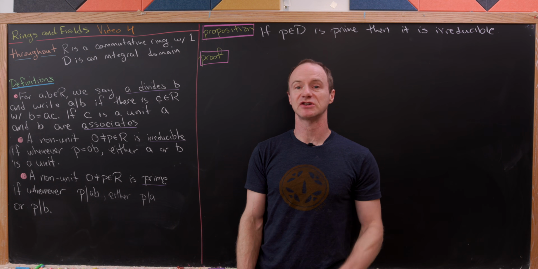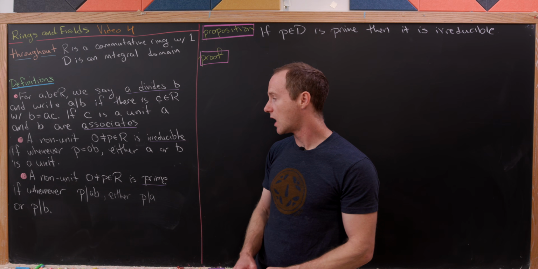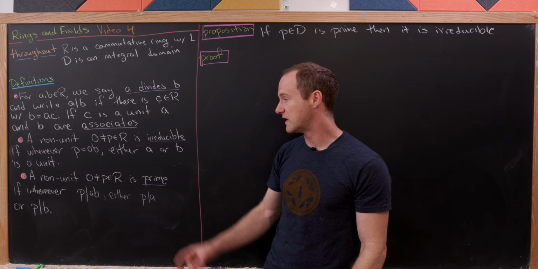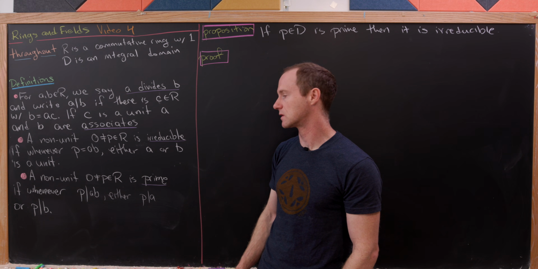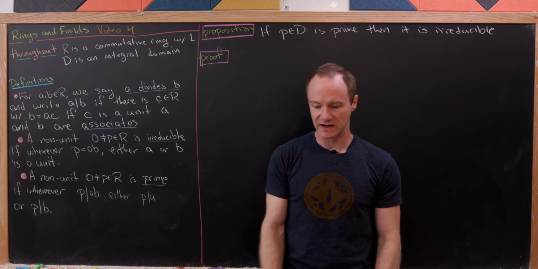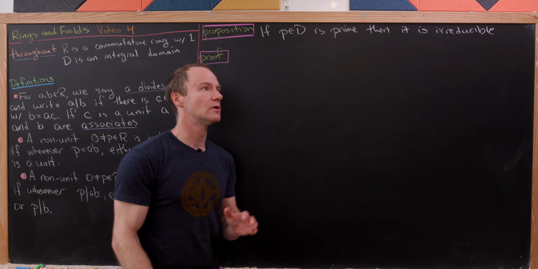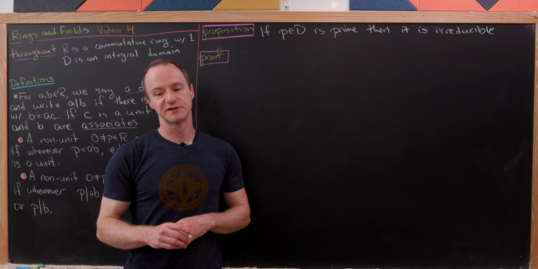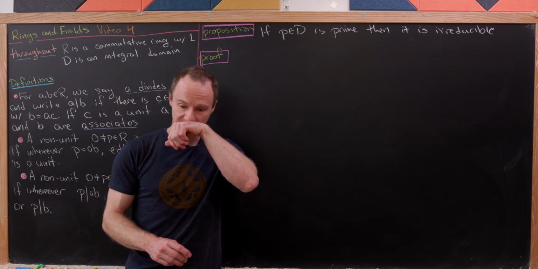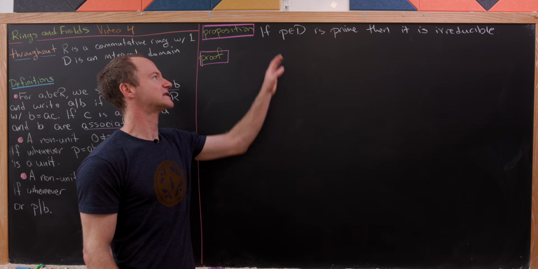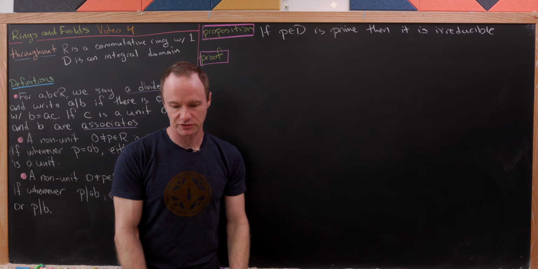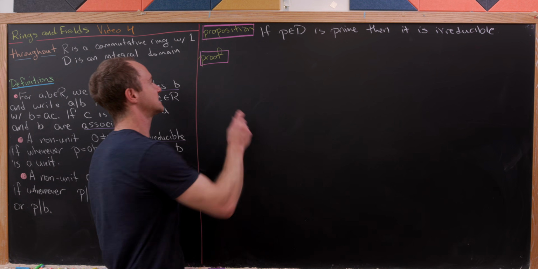Okay, so let's look at the definition of a prime element. A non-unit p, which is also non-zero, is called prime if whenever p divides a times b, we know that p divides a or p divides b. I just said that not all irreducibles are prime, but in fact all primes are irreducible. This is true in any commutative ring, but we're going to stick here with an integral domain because we're mostly specializing to integral domains for a bit. Let's see how this proof goes.